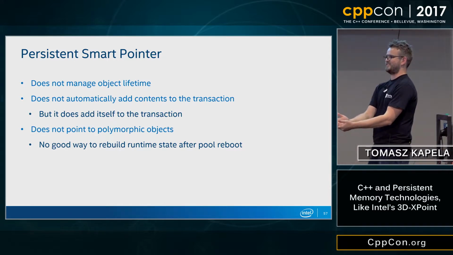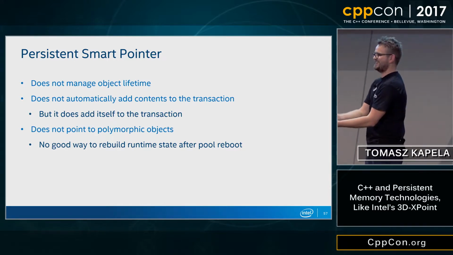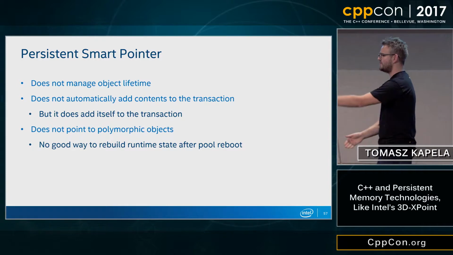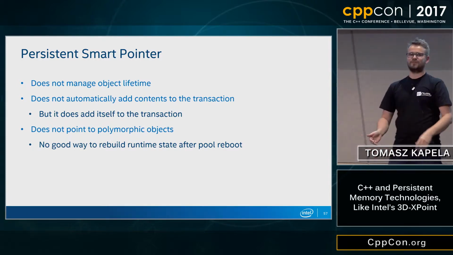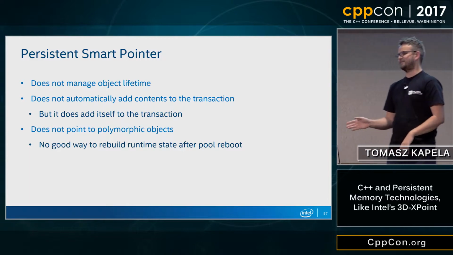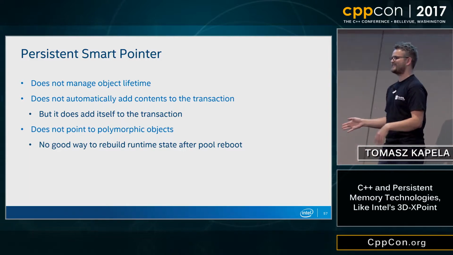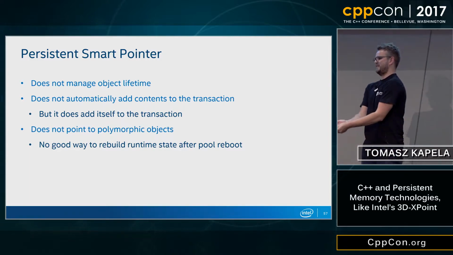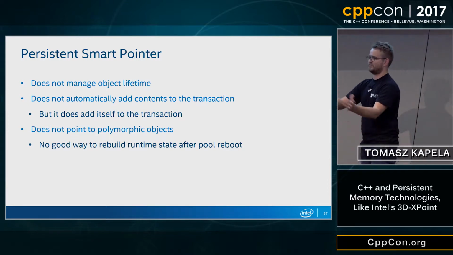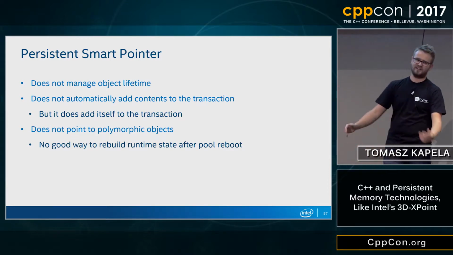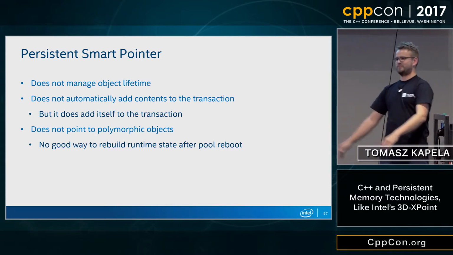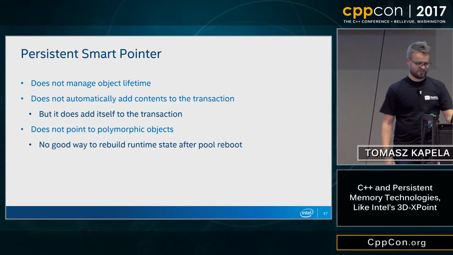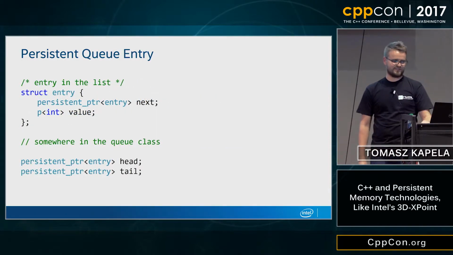No polymorphic objects. The persistent pointer does not allow polymorphic objects, which probably answers your earlier question a little bit. We don't allow polymorphic objects because there's no portable way to rebuild your vtables, because it's part of the ABI. It changes from compiler to compiler, architecture to architecture. We just decided we're banning polymorphic objects from the persistent pool altogether. So sorry, it is what it is.